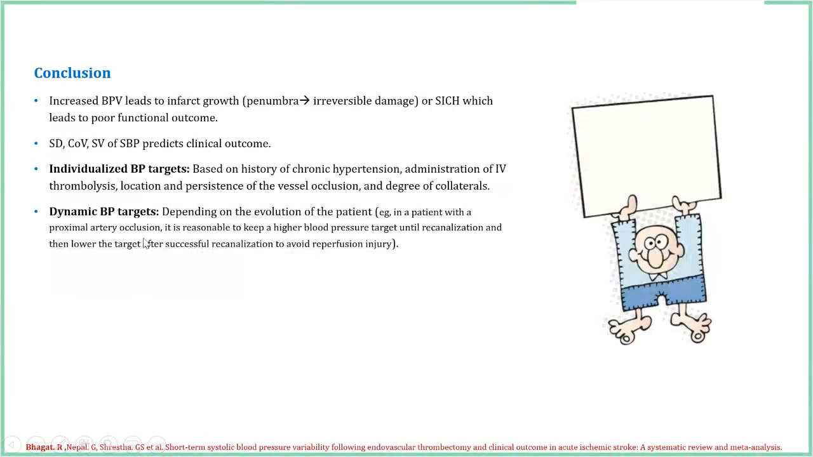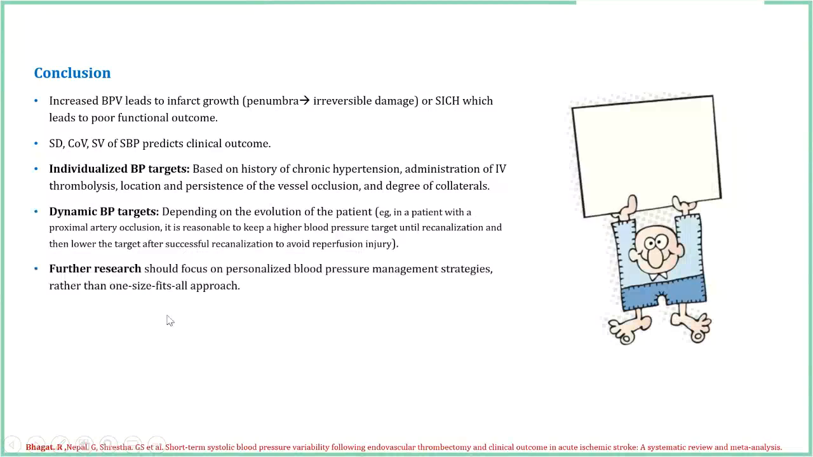The blood pressure goal before thrombectomy and after thrombectomy changes. It's dynamic. And rather than a one-size-fits-all approach to the blood pressure goal, we have to think about personalized blood pressure goals depending upon the blood pressure variability and reducing the blood pressure variability. And that can save the ischemic penumbra.